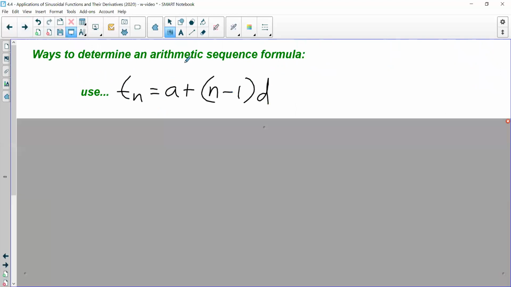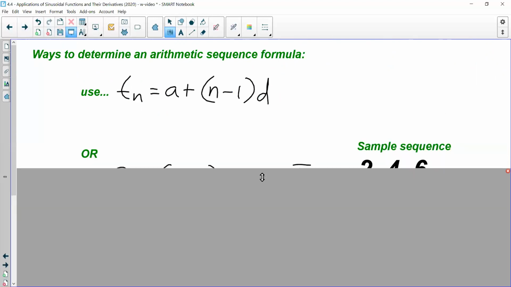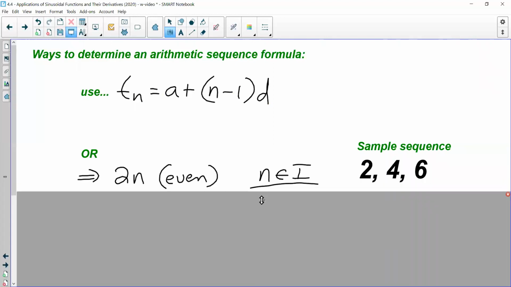So, ways to determine an arithmetic sequence formula: you can use the arithmetic sequence formula that you learned back in grade 11, or you can just use some common sense and logic. So n is going to represent an integer value, right? And if you have a pattern, for example here, 2, 4, 6, then you could use this formula up at the top. a would be your first term. d is your common difference, so in this case it would be 2. And then simplify algebraically, that would work.